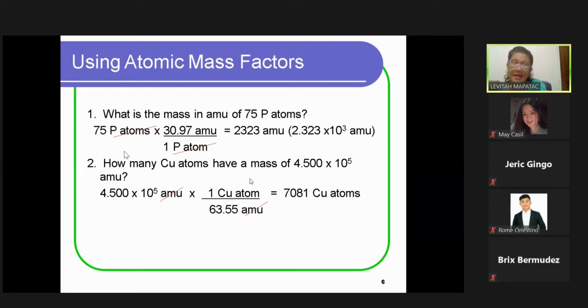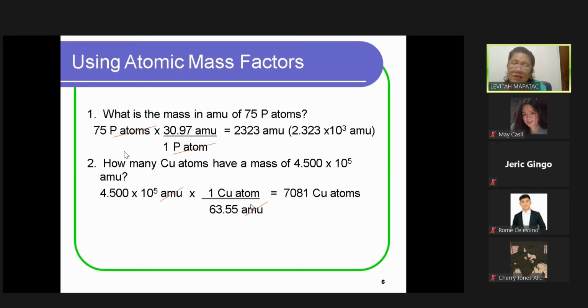Another example: how many copper atoms has a mass of 4.5 times 10 to the exponent of 5 atomic mass unit? It is the same as before; this is your conversion factor. As I have said, even in our previous problem, always start with the given. So 4.5 times 10 to the exponent of 5 atomic mass unit, multiplied by your conversion factor. Since atomic mass unit is on top, your conversion factor needs it at the bottom so that it cancels, and what comes out is the required, the number of copper atoms. Therefore, in one copper atom, that is equivalent to 63.55 atomic mass unit.